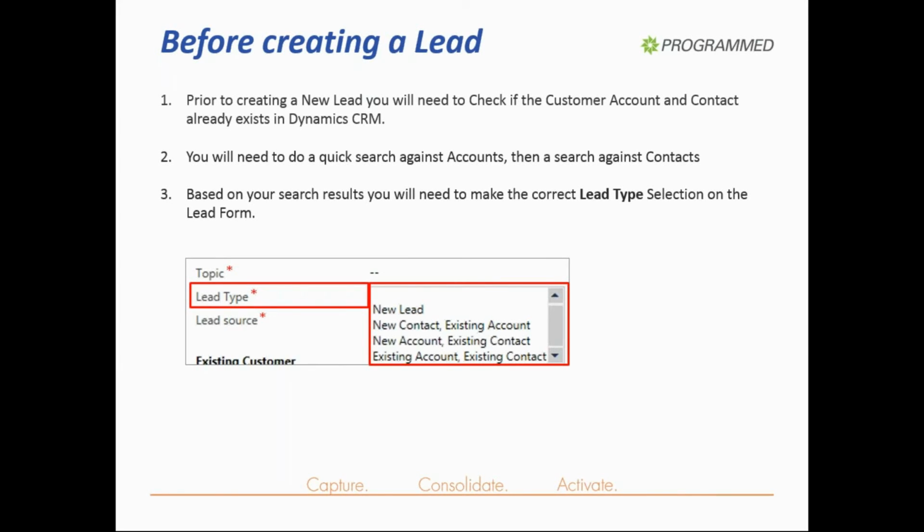So what we ask is to do a quick search against the account and respective contact to ensure that they don't already exist in the system, and based on what your search result brings up, you then change the lead type accordingly. And I'll show you that as well shortly.